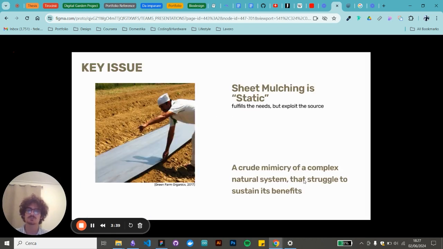As a concept too, we have found some problems. Sheet mulching is a closed system, and as this material is not transpirable and not biodegradable, it stops much of the exchange of resources that is happening in nature. It is a crude mimicry of a really complex system that aims only to exploit the resources.